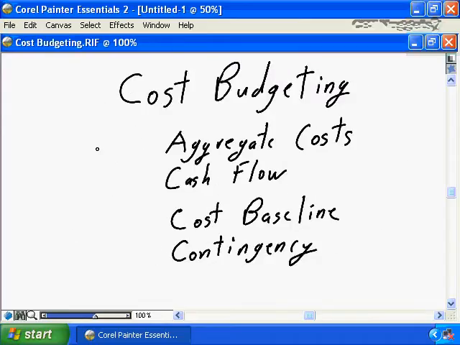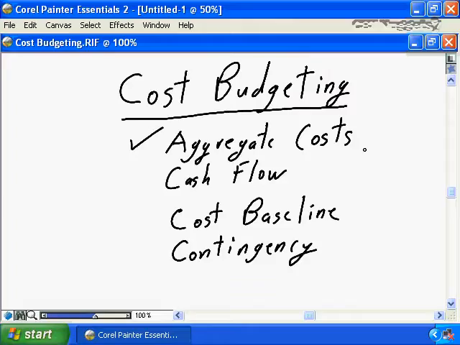The final step in project budget definition is to develop your actual project budget, or as the PMBOK defines it, cost budgeting. The first and most obvious step is to aggregate the costs. Sum all of the costs for each of the elements of the work breakdown structure that you developed during the previous step, and that will result in your project budget.